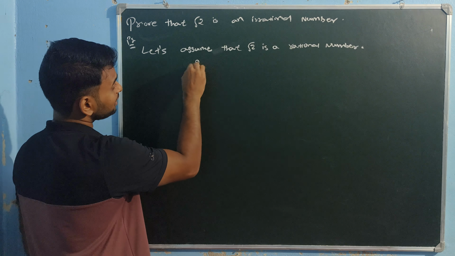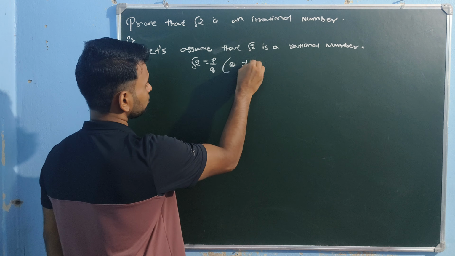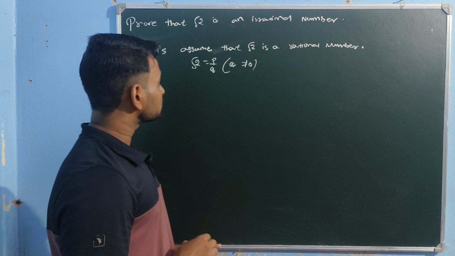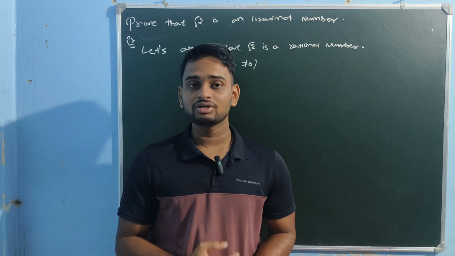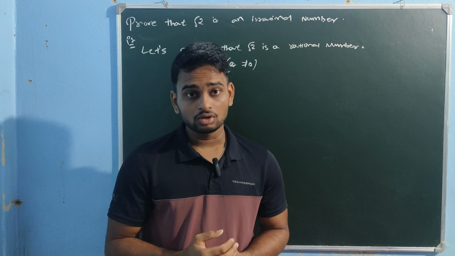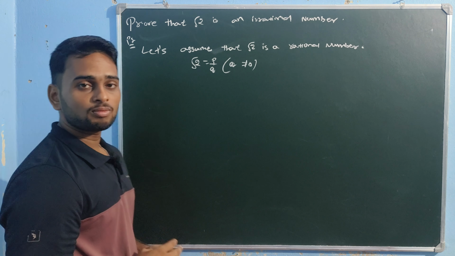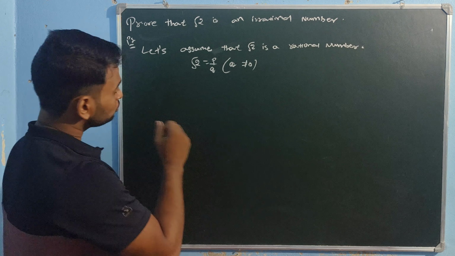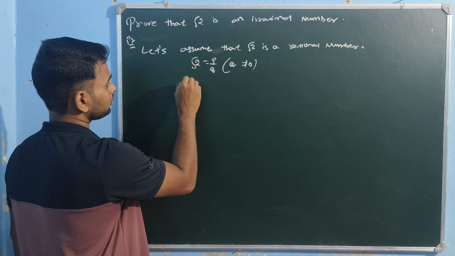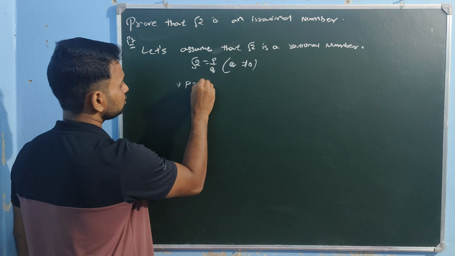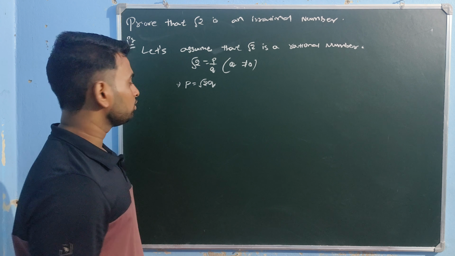If root 2 is a rational number, then root 2 can be expressed in the form of p by q, where q is not equal to 0. The number which can be expressed in the form of p by q is known as a rational number. That means every rational number can be expressed in the form of p by q. And here root 2 is a rational number, so root 2 also can be expressed in the form of p by q, where q is not equal to 0. Then by cross multiplication, p is equal to root 2 q.